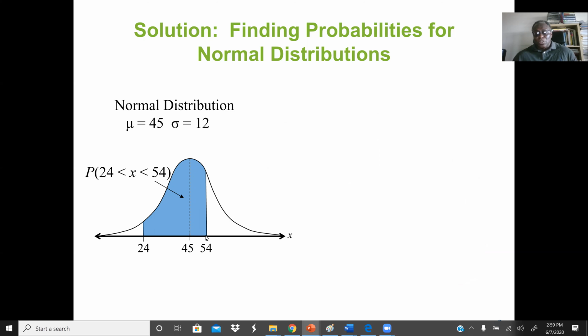We can see 54 is here, 45 is here. When you are using the table, it always gives you the area from the left to the value. So if I get from the left to 24, and from the left to 54, then the difference is the area to 54 minus the area to 24. So we get the probability of 54 minus the probability of 24, and that will give me the shaded area. Again, I'm not using this value; this is just the value given to us.